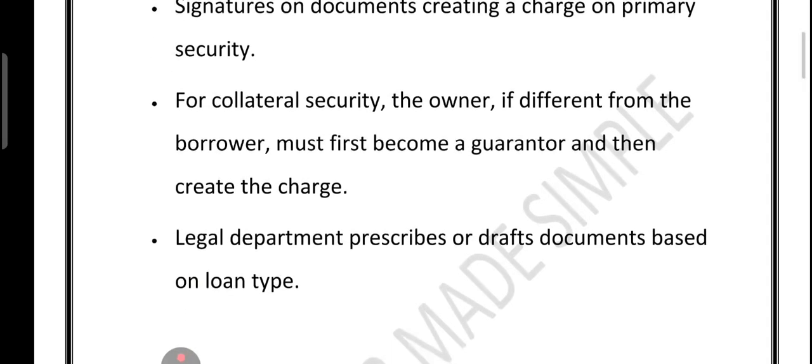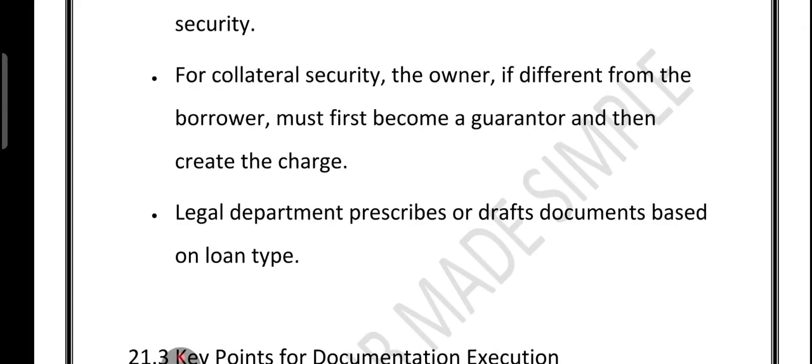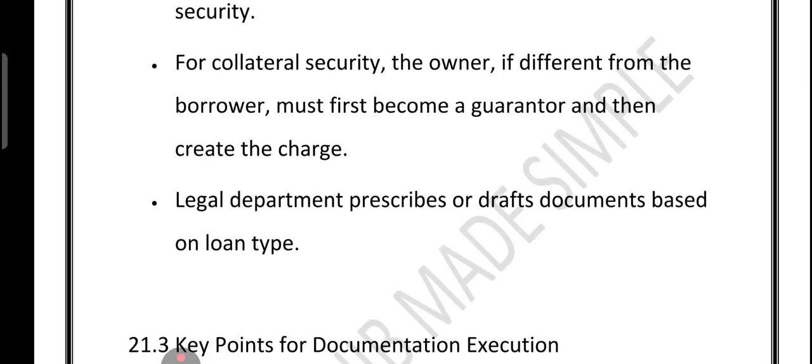Then the next point, if there is a collateral security. What is collateral security? It means something extra given as backup. So if there is a collateral security and it is owned by someone else, say a relative, then that person must first become a guarantor and then create the charge, right? So for collateral security, the owner, if different from the borrower, must first become a guarantor and then create the charge.